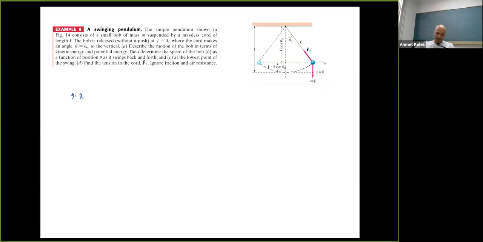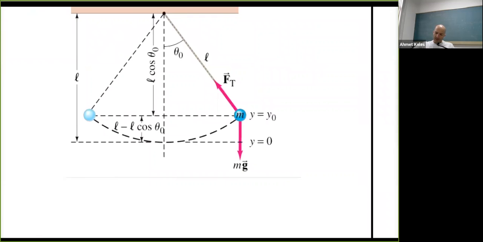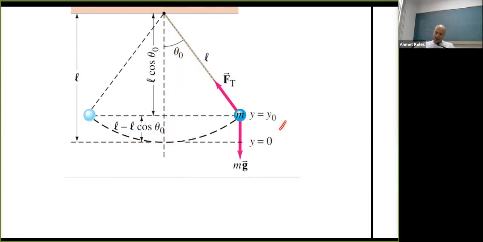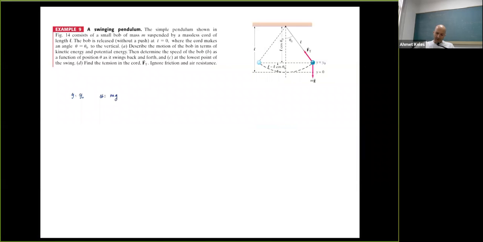y is equal to y naught. U is equal to mgh. I need to write an expression for it here. So when the cord comes here, its total length is L. So this whole length is L. So when the cord is here, this length is L times cosine theta 0. Then the difference, like your book wrote, L minus L cosine theta is your h here. Then I can write this, L, let's write it like this, cosine theta 0. And kinetic energy is 0.